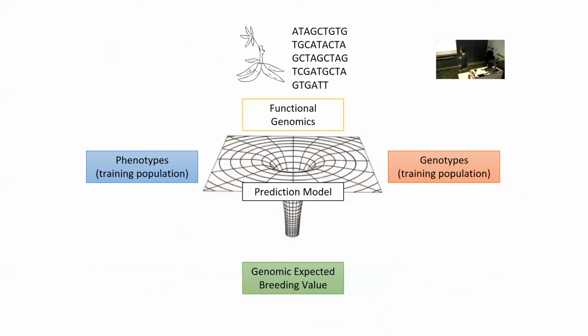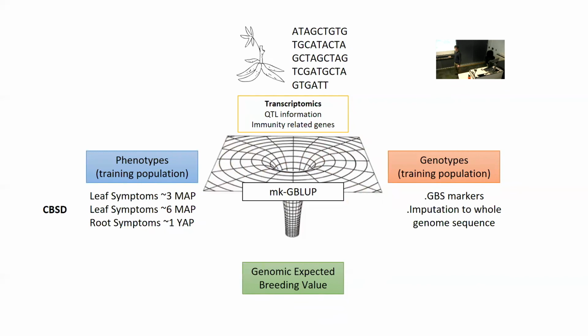So let's go back to my previous scheme and I'll show you how I'm going to incorporate the different elements into this case. For example, the phenotypes evaluated now will be CBSD related traits, measured on leaves and roots, 3 months, 6 months, and 1 year after planting. The genotypes will be GBS markers that will be imputed to whole genome sequence. The prediction model will be a multi-kernel GBLUP. And the genomics data will be transcriptomics studies, QTL information, and immunity-related traits. Okay, so now let's explain a little bit of each of these components in this study.